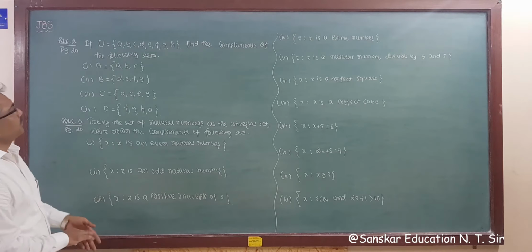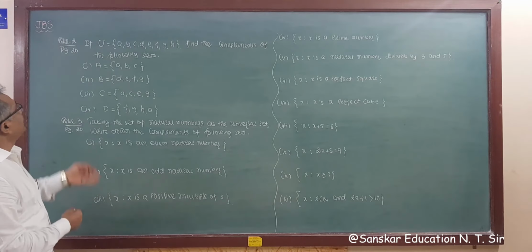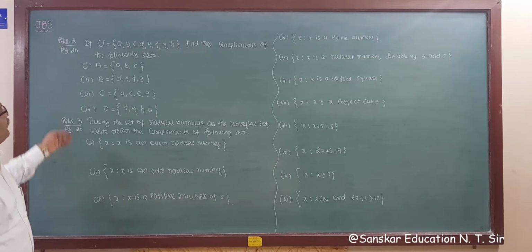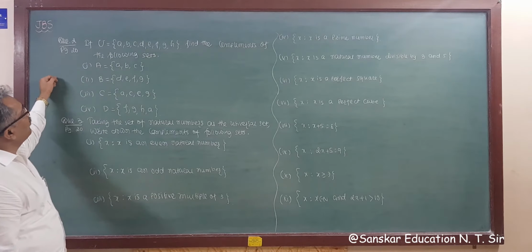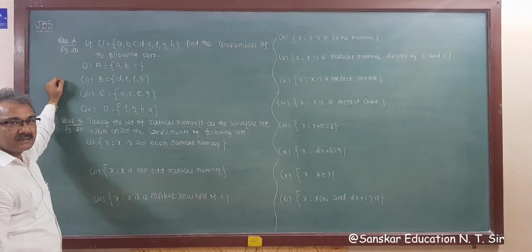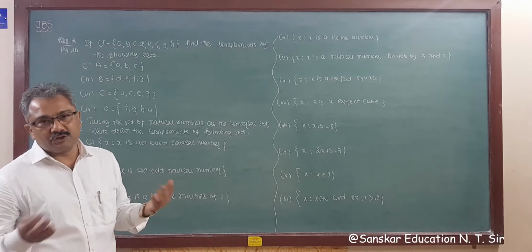So today in this lecture we are solving question number 2 of page 20. Given that U is equal to this, find the complement of the following sets. Means we have to find out the complement of the given sets A, B, C, D. You know what is complement?